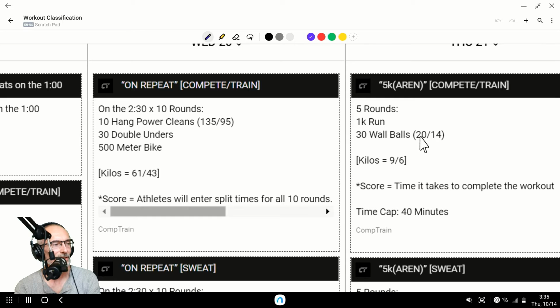10 hang power cleans. I am looking at the compete and train. That's too heavy for me, but to get 10 quickly. But compete and train, you should be able to do those unbroken. The 30 double unders unbroken.